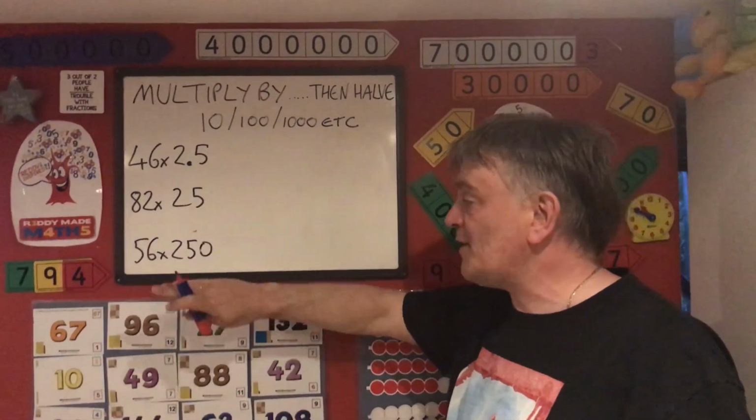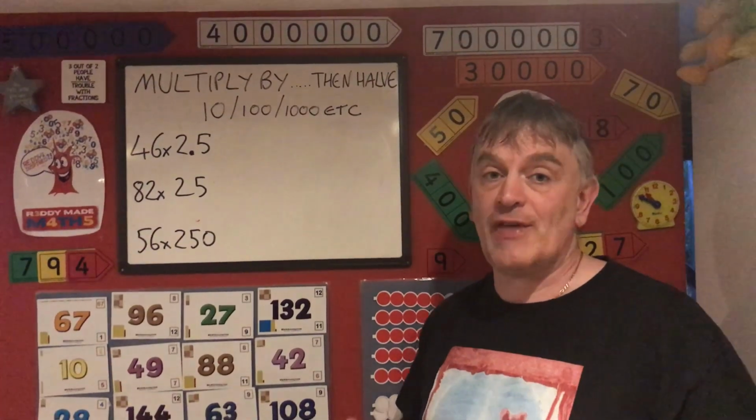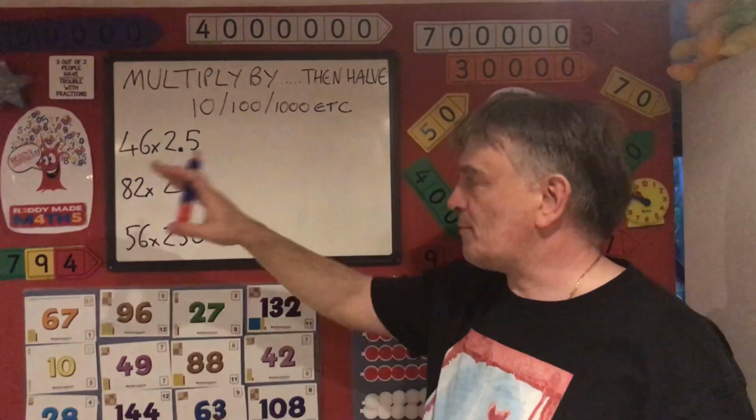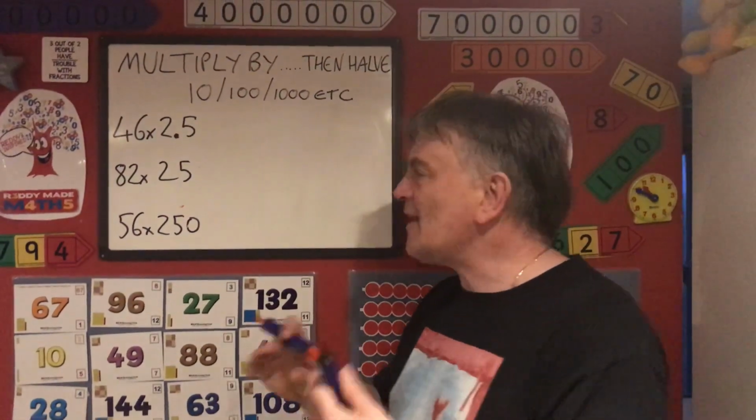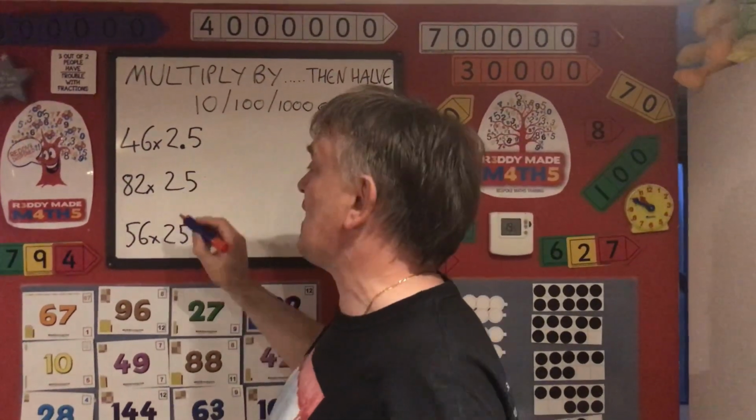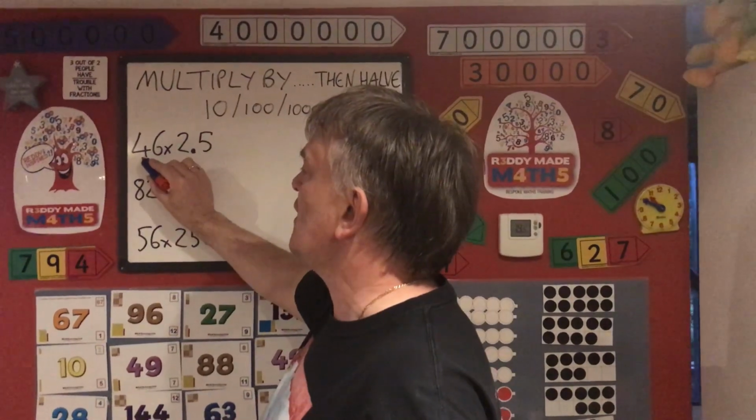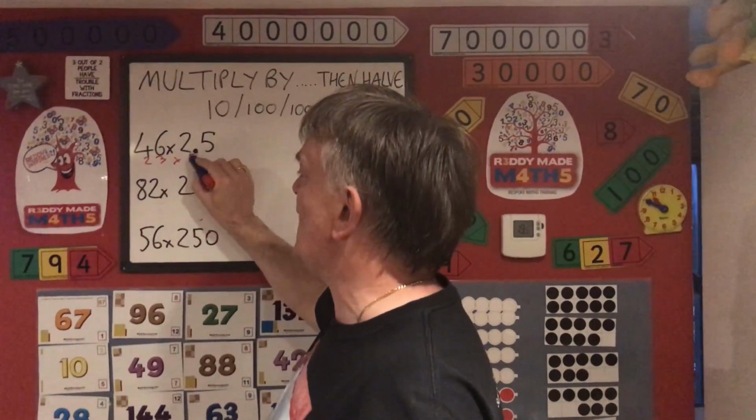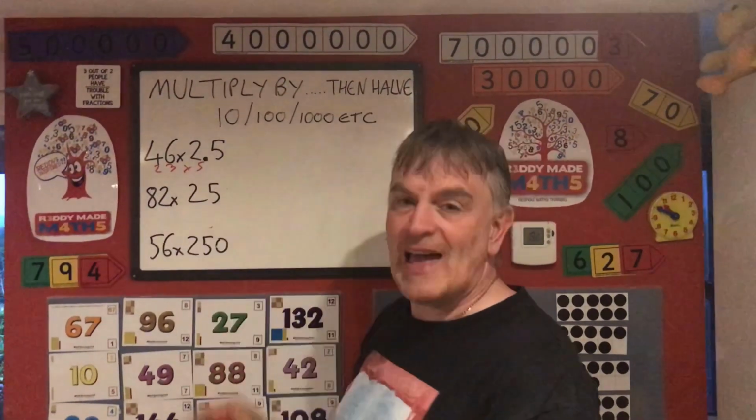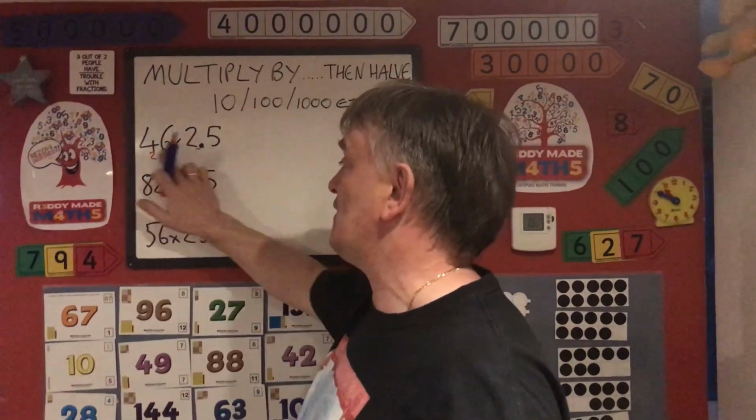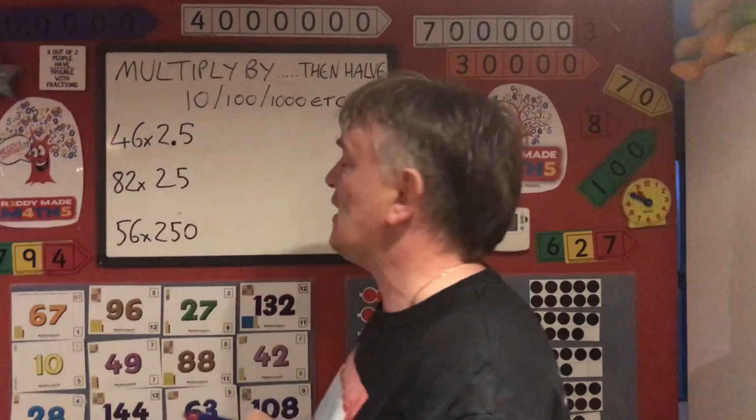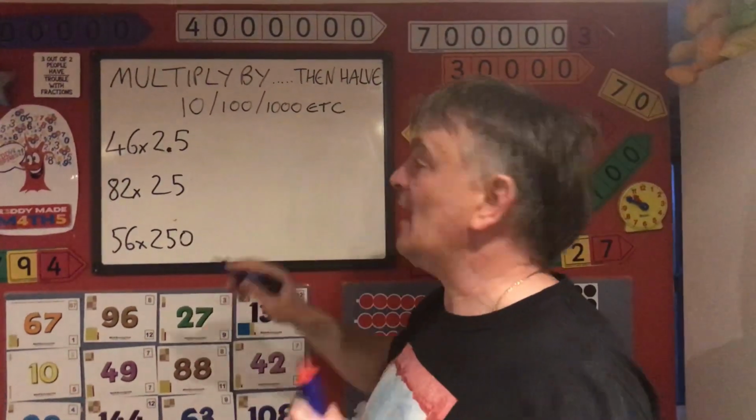25 is a quarter of 100, 250 is a quarter of 1,000. So if you're asked to multiply by 2.5, now yesterday we did look at the doubling and halving trick, but really that's going to give us, if it was 46 times 25, 23 times 5, and then we've got to halve 23, and it's just becoming a little bit too complicated. So what we're going to do with this one is, this time, multiply by 10.